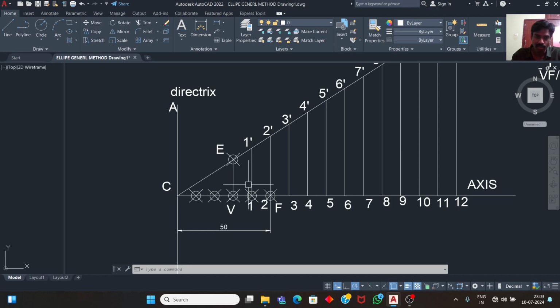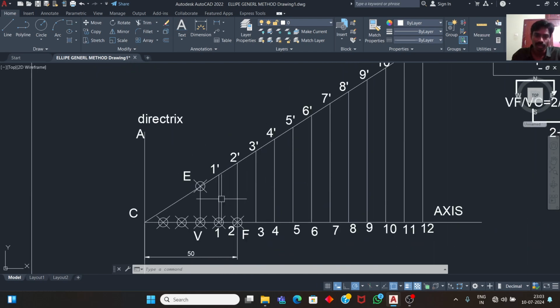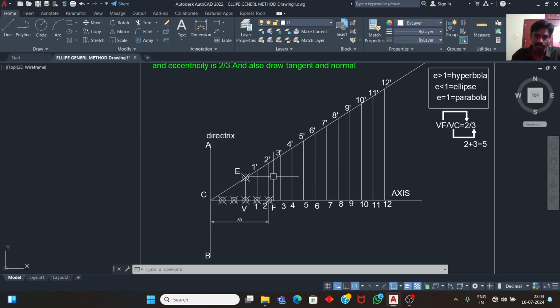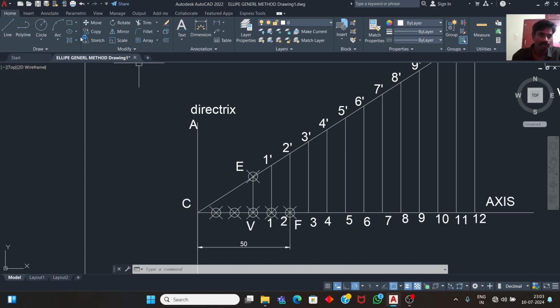The first point will be taken on 1 to 1 dash, the second point on 2 to 2 dash, and the third point with 3 to 3 dash as the radius. On the third line, we are marking the points. In a similar manner, all the points will be located. So let's see how to locate a point. Now take the circle, with 1 as the center point and the radius 1 dash.